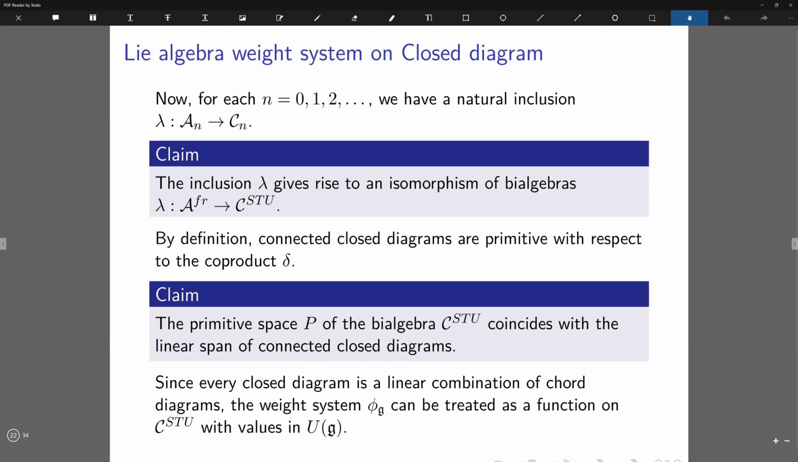And the Lie algebra weight system could also be defined, because a closed diagram is a linear combination of chord diagrams. Because of the STU relationship, you can resolve all the internal vertices. And so we can define the weight system under closed diagrams or the STU relationship. So it also takes values in, sorry, this should be the center of the universal enveloping algebra of the algebra g.